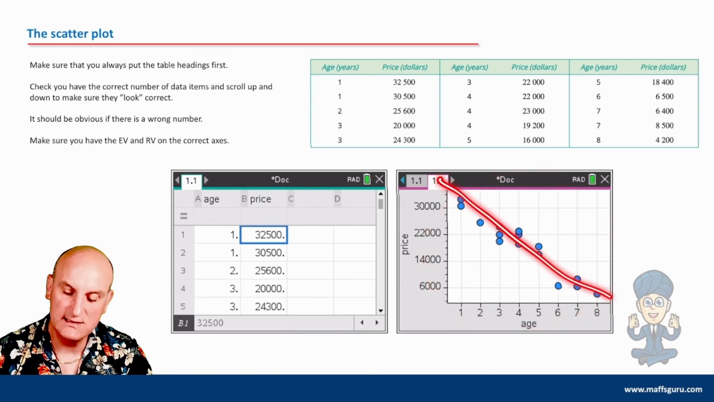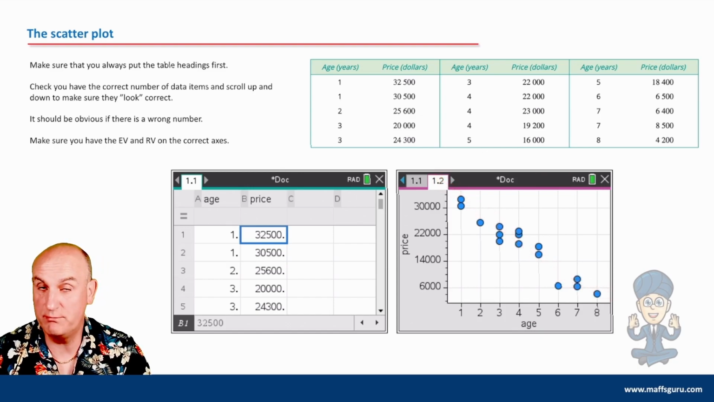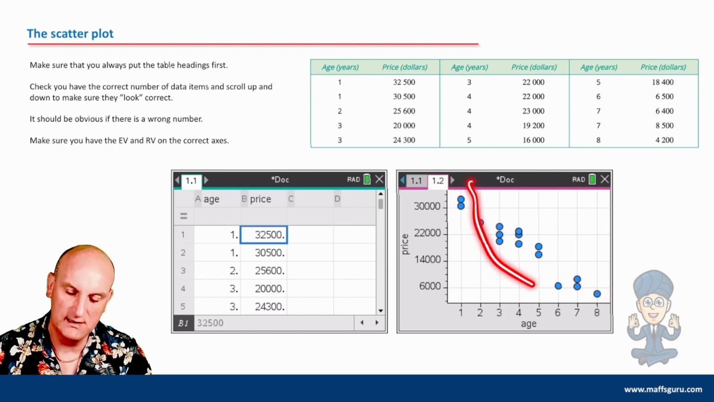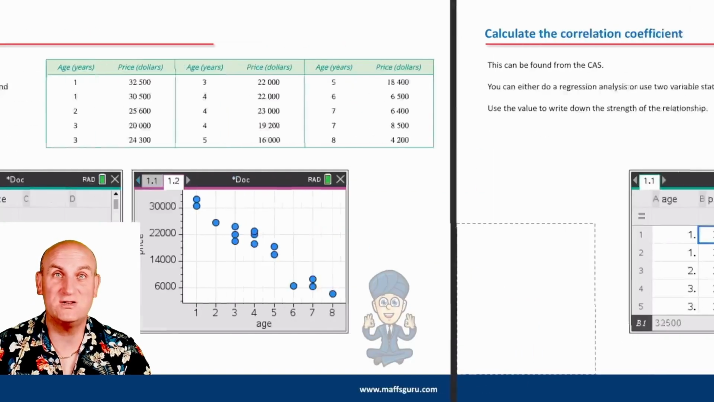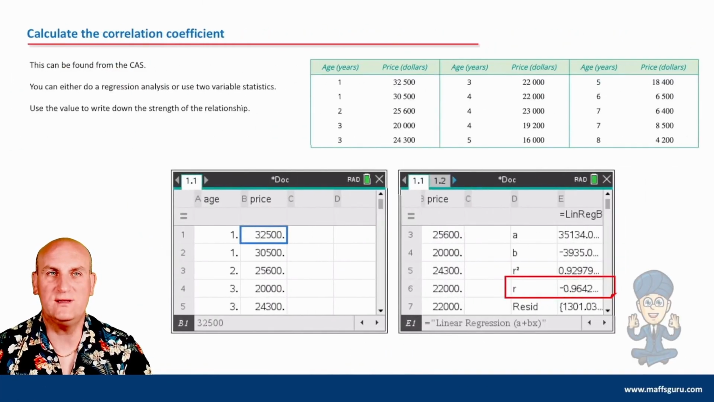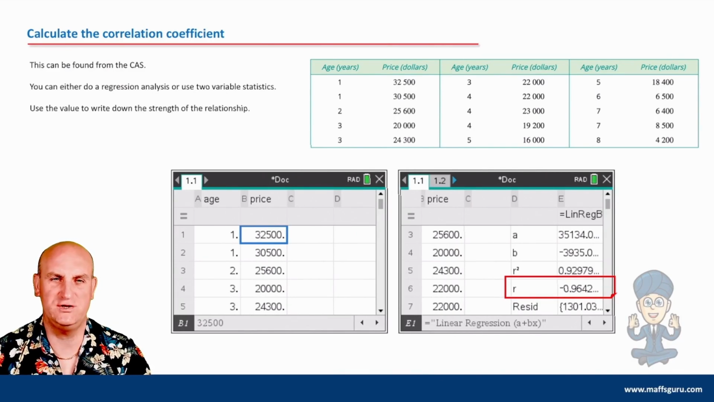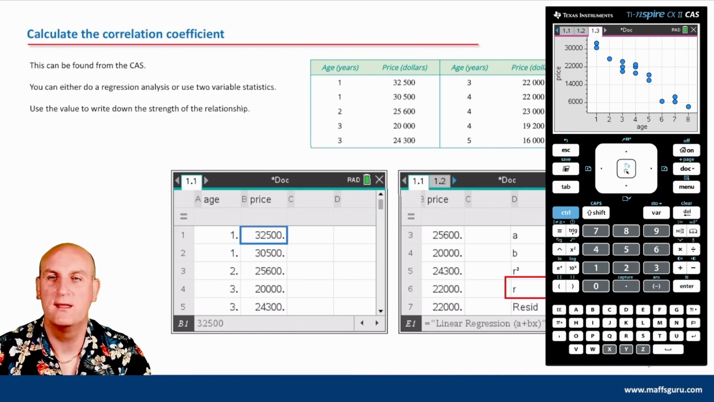Lovely. There is some sort of linear relationship, and that's important that we're looking and making sure that my data doesn't have any obvious curves. Because if it has an obvious curve, I can't do a regression analysis. Now, calculate the correlation coefficient. How am I going to calculate the correlation coefficient? I can use my CAS again.